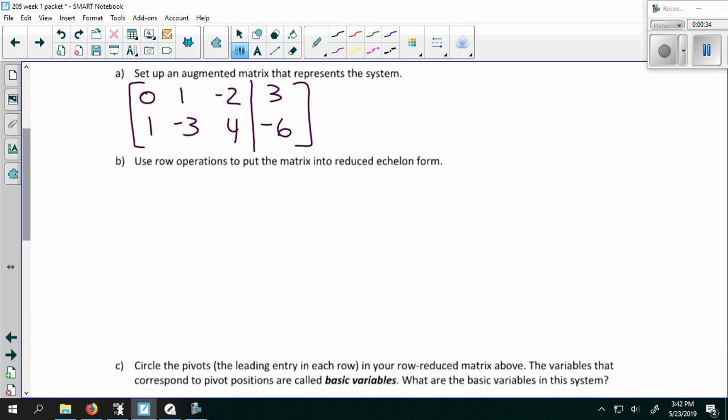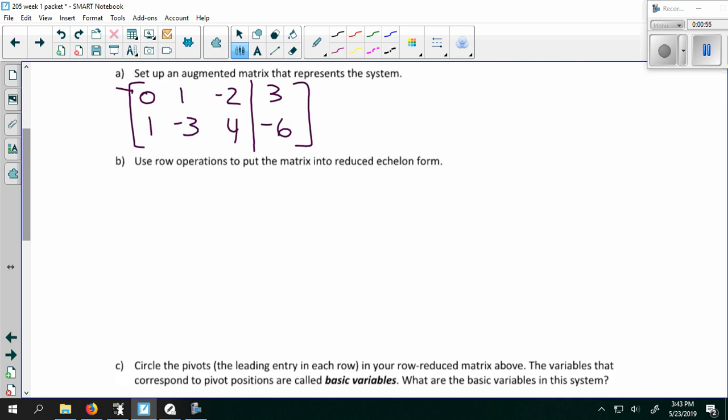All right, and now I'm supposed to use row operations to put the matrix into reduced echelon form. So I want my main diagonal to be 1s, and I want to have 0s above and below my main diagonal. Okay, so that 0 in the first entry is problematic. I would like that to be a 1.